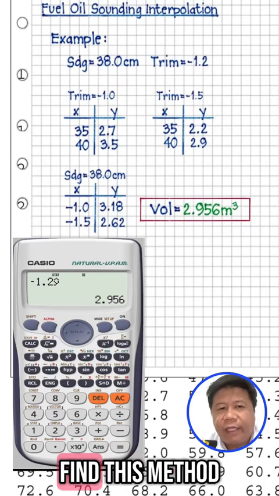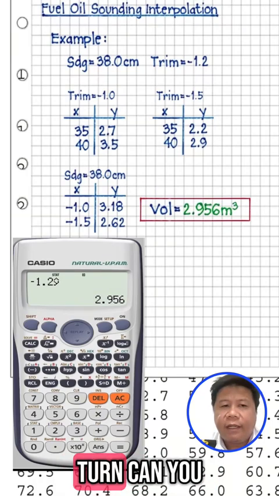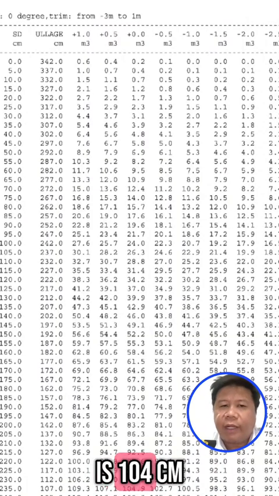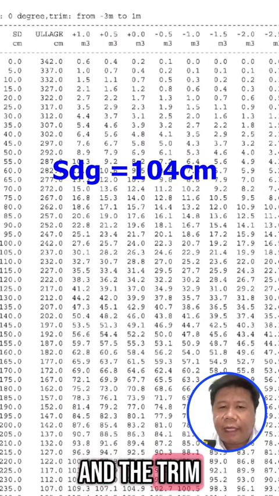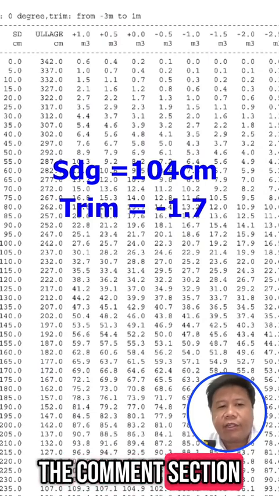I hope you find this method as easy and efficient as I do. Now it's your turn. Can you find the volume when the sounding is 104 cm and the trim is negative 0.7? Let me know your answer in the comment section.